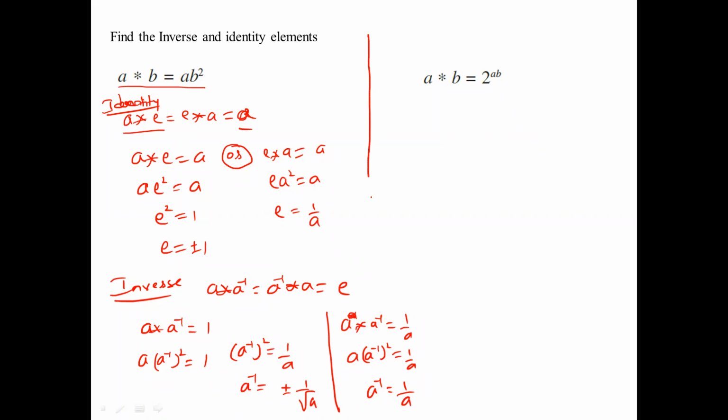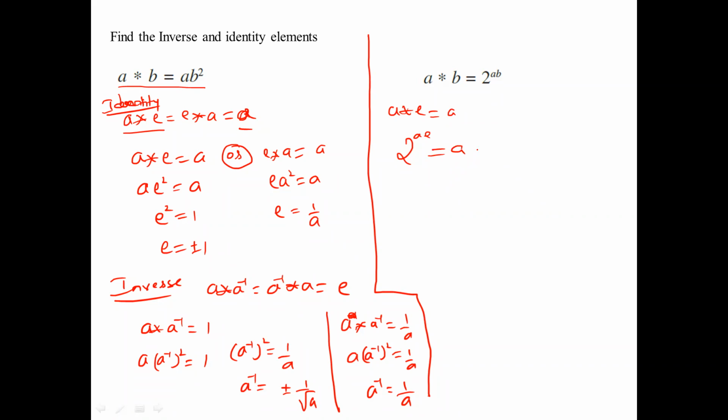Next. Again here I have to find the identity element. What is the identity element? Already I told that A star E equals A. This is the formula. Now what about this one? In place of A only, in place of B, E. So this can be done as 2 to the power A E equals A.